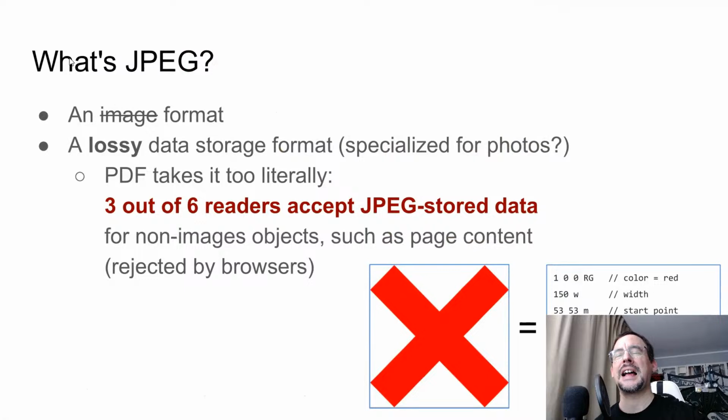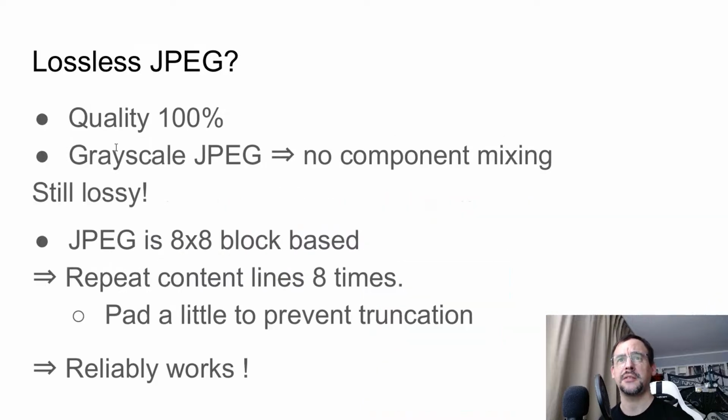Now, what else? What's JPEG? JPEG is an image format, but not actually in the case of PDF. JPEG in the case of PDF is just a compression, which means you have PDF stream objects and they use compression. This compression is the DCT decode, which stands for discrete cosine transform decode. Basically, JPEG is just a compression. And in a few readers, like Adobe and Sumatra, it's still possible to store actual data, like the actual page content, with the JPEG compression. But JPEG is lossy, right?